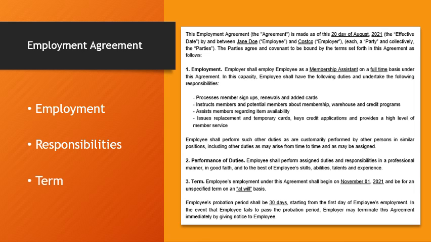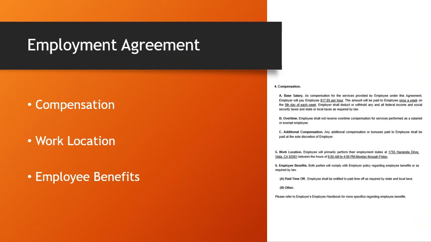Jane is expected to start working on November 1st, 2021 on an at-will basis, and she has a probation period of 30 days starting on her first day of work. In this portion of the employment contract, Jane's compensation, work hours, and benefits are explained. Her base salary is $17.85 per hour, and she will receive payment each Friday. Since Jane is a full-time employee working 8 a.m. to 4 p.m. Monday through Friday, she will be receiving PTO or paid time off as required by the state and local terms.